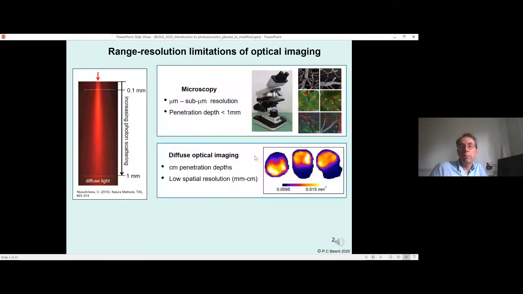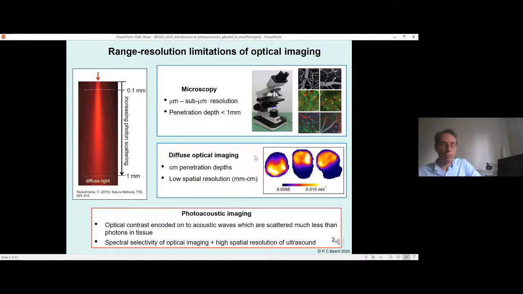Okay, so just very briefly, the motivation for it is to avoid the penetration depth and spatial resolution limitations due to scattering that optical imaging techniques suffer from. So the idea is to encode optical contrast onto sound waves, which are scattered much less than photons. And the expectation is then one can get optical contrast with spectroscopic selectivity, as you do with optical imaging techniques, with the sort of high resolution deep tissue spatial resolution that you get with ultrasound imaging.